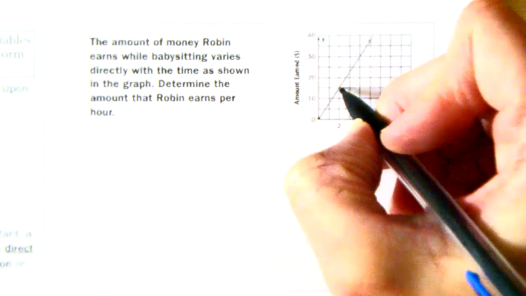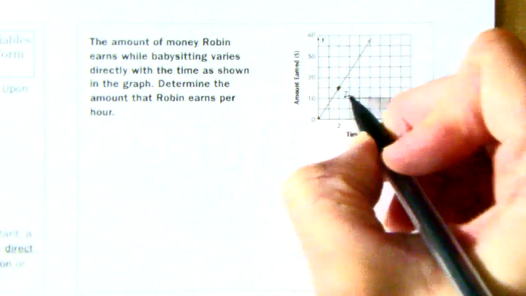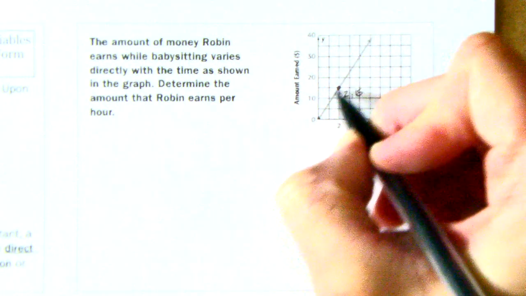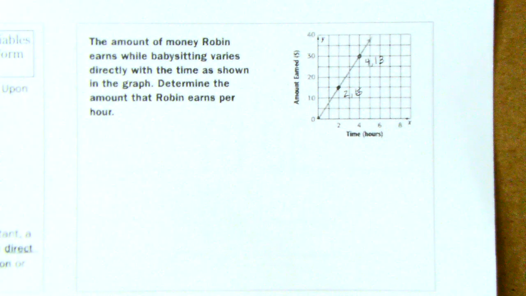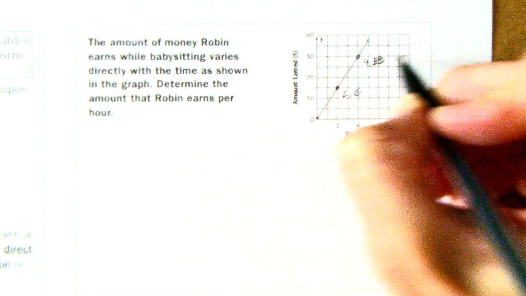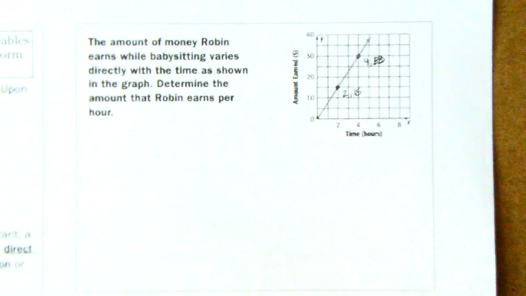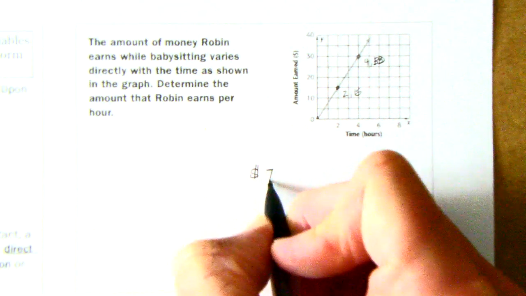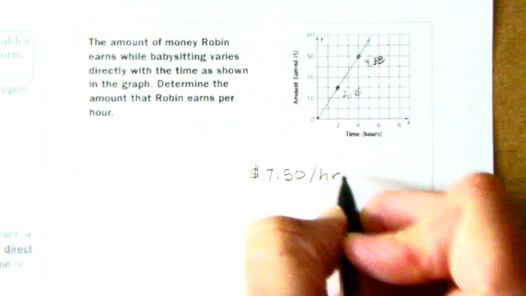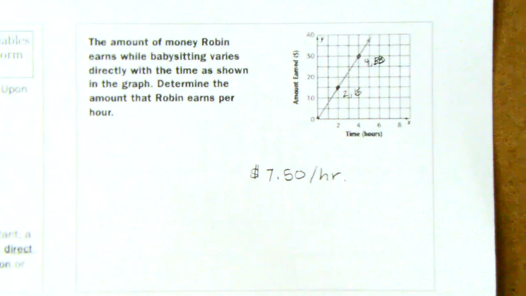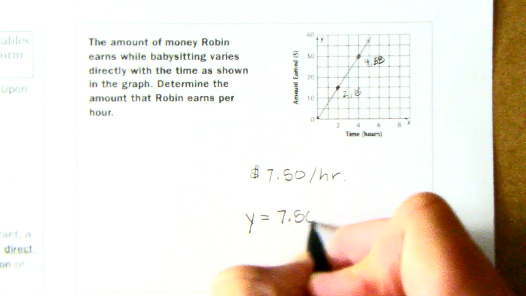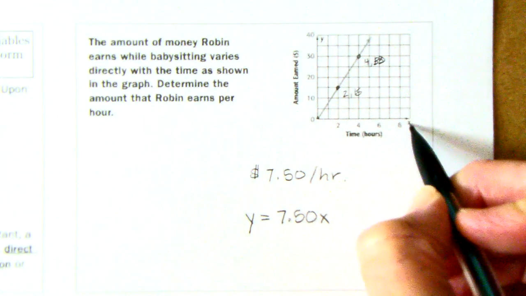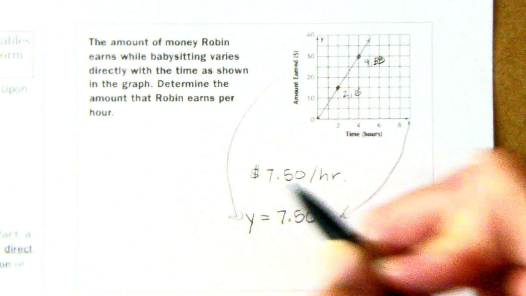Well, I'd find a point, a really good one, like right here. In 2 hours, she had $15. And here's another one, 4 hours, $30. And it should be the same no matter what: 15 divided by 2 or 30 divided by 4. And she is going to make $7.50 per hour. That is her rate. Now, if I were to write a direct variation equation, it would be the money she makes is $7.50 times the number of hours, because x is hours and y is money she earns.